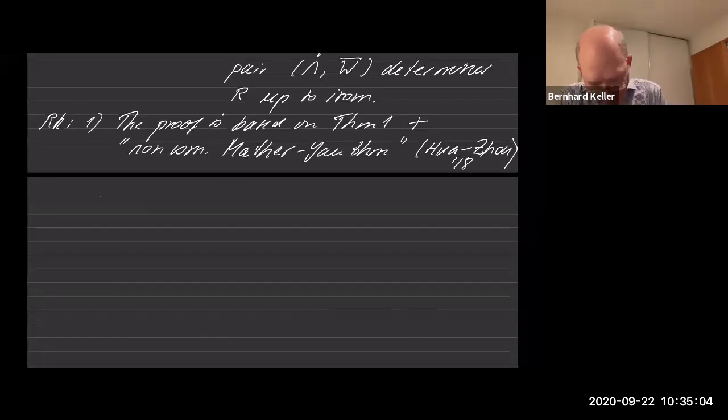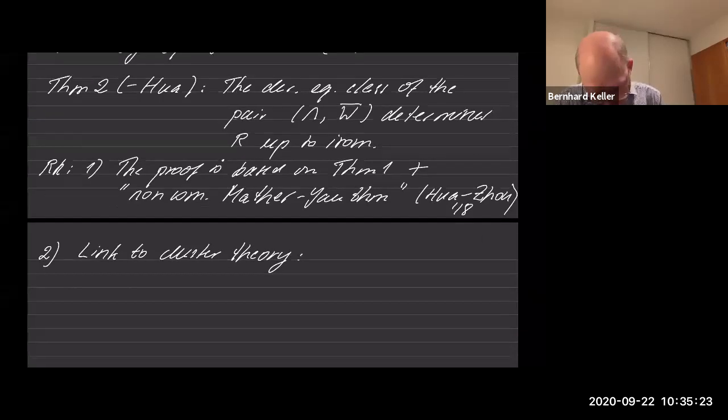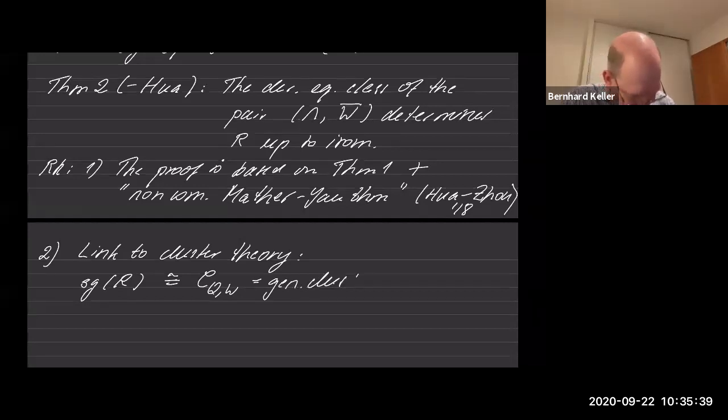And then finally, there is a link to cluster theory, because there has to be, because there are quivers with potentials. And it goes as follows. If you look at the singularity category of such a compound Duval singularity, it turns out that it is a cluster category. It is the generalized cluster category defined by Claire Amiot in 2009, associated with an arbitrary quiver with potential.